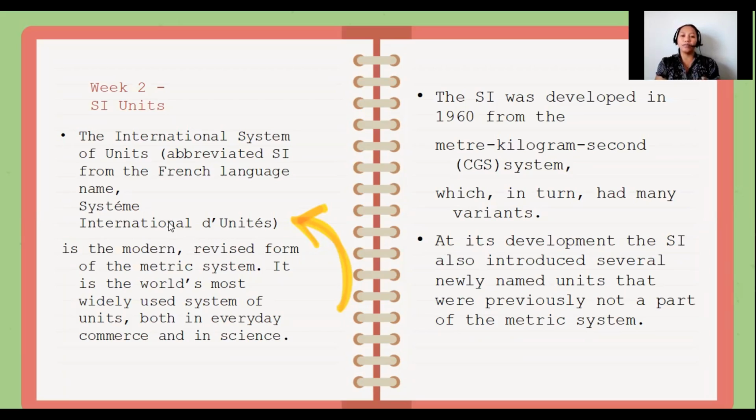So the SI was developed in the 1960s from the CGS system, or the meter kilogram second system, which in turn had many variants. At its development, the SI also introduced several newly named units that were previously not a part of the metric system.